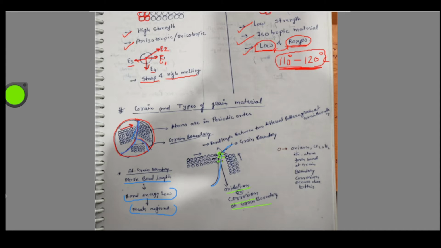Oxygen, chlorine, hydrogen atoms form bonds at the grain boundary, and corrosion occurs due to this. This is the main reason. So the bond length between two different pattern grains at the boundary, this is the grain boundary.